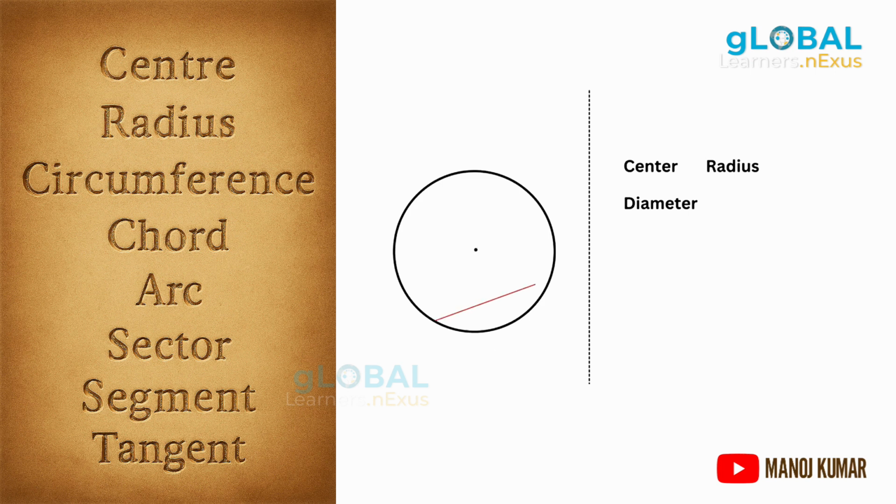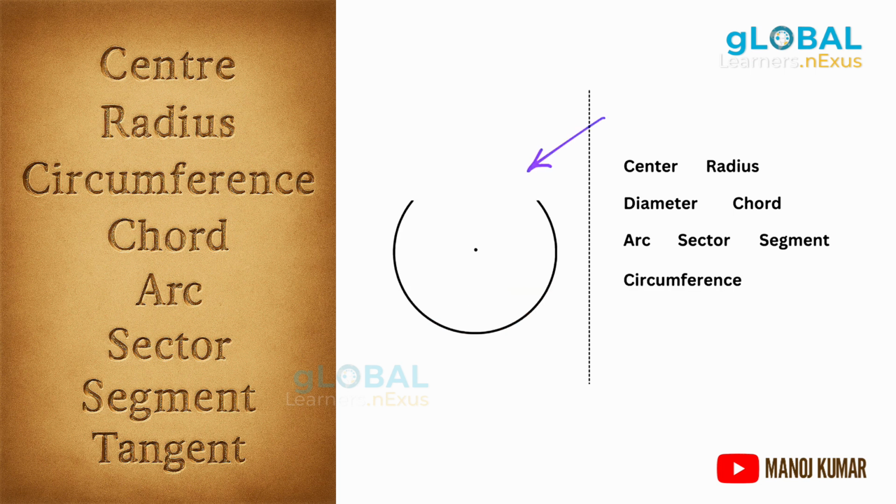A line segment that connects any 2 points on the circle without necessarily passing through the center is called a chord. The longest possible chord of a circle is its diameter. A curved part of the circle between 2 points is known as an arc, while a sector is the region or an area between 2 radii and an arc. If a chord divides the circle into 2 regions, each region is called a segment. Now, the circumference of a circle is the total length of its boundary, or perimeter of a circle.